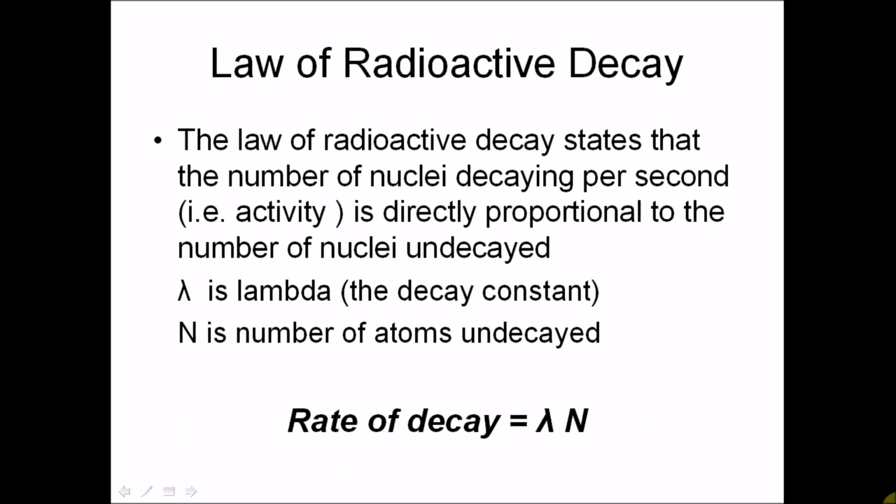The activity of a radioactive substance is the number of nuclei of that substance decaying per second. It's measured in becquerels. 1 becquerel is equal to 1 radioactive disintegration per second. Now, the law of radioactive decay states that activity is proportional to the number of nuclei undecayed. In the formula, lambda is the decay constant. It has a different value for different isotopes. N is the number of nuclei undecayed.